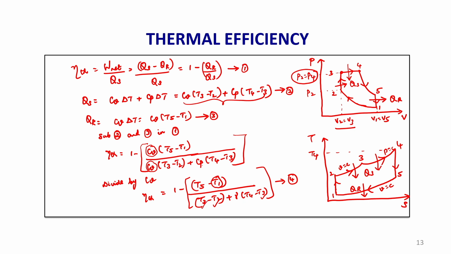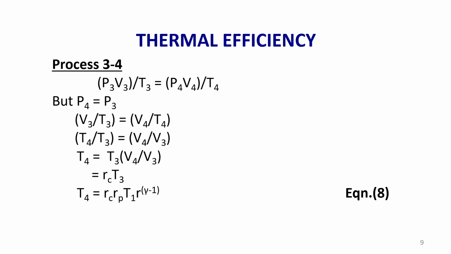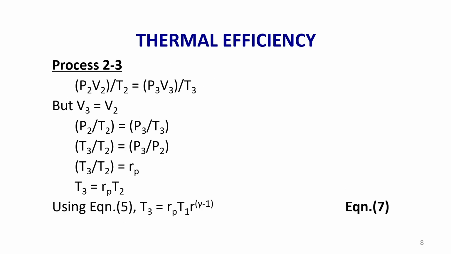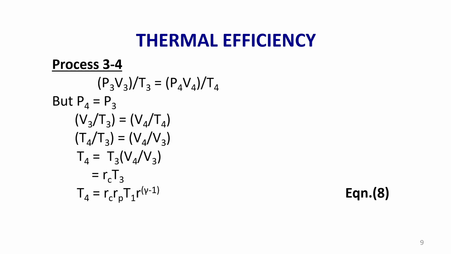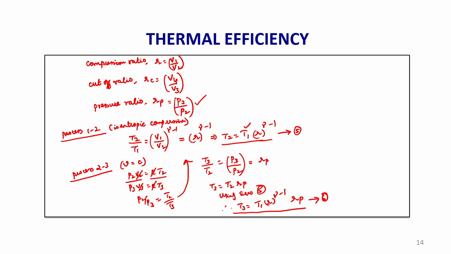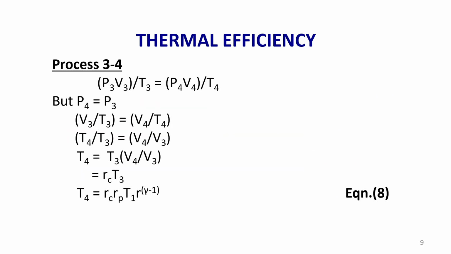So we have to express T4 and T5 in terms of T1. Here there are 5 processes, so there are 5 temperatures. See, T3 is T1 into pressure ratio into compression ratio power gamma minus 1. Here it is equation 7, for us it is equation number 6. Now let us go to the process 3 to 4. 3 to 4 is a constant pressure process, so write a similar relation.